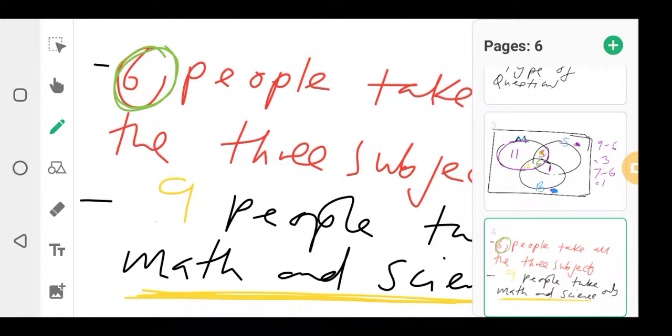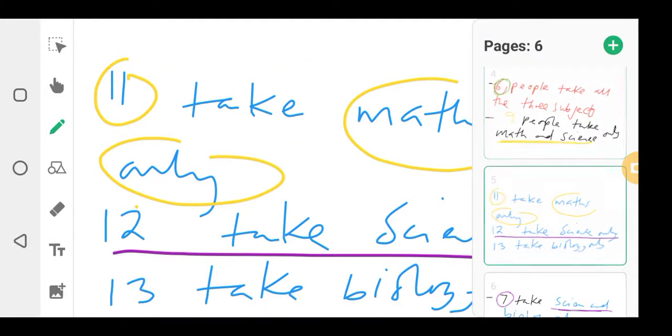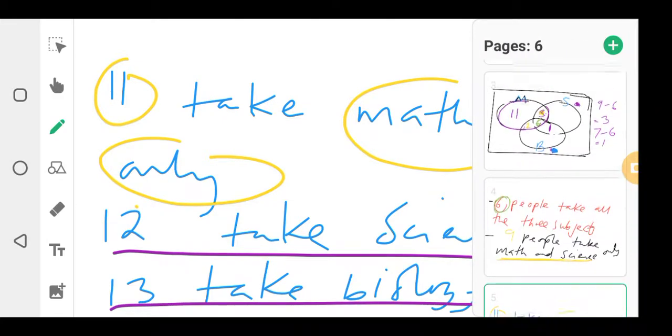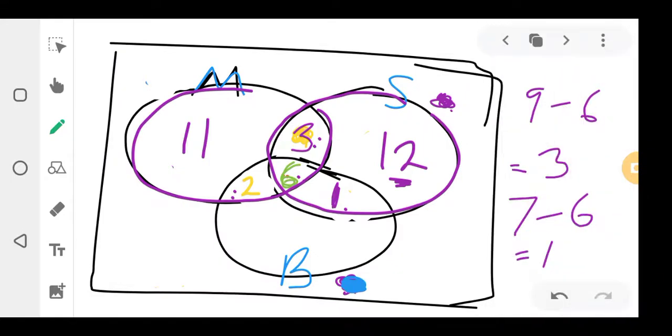Okay? So, those ones that took biology only, it's 13. Biology only is 13. So you go to biology only, it is 13. So biology only, meaning 13 is going to be in here. That's how you do it, guys. Have you understood what I said? Okay. That's how you draw it.